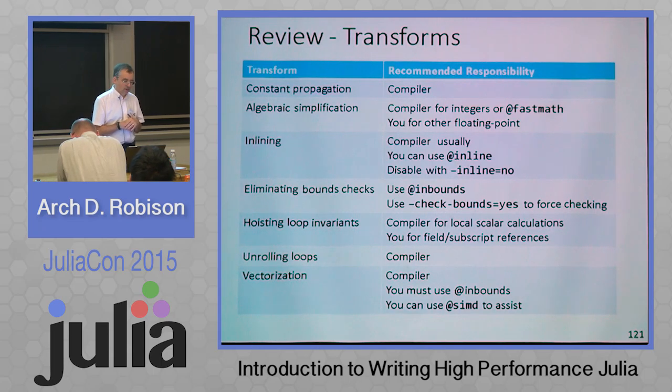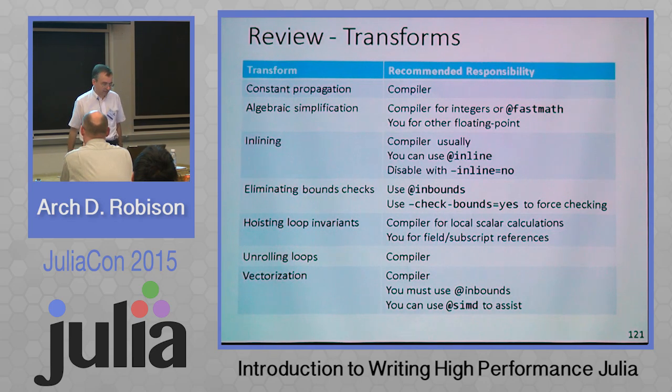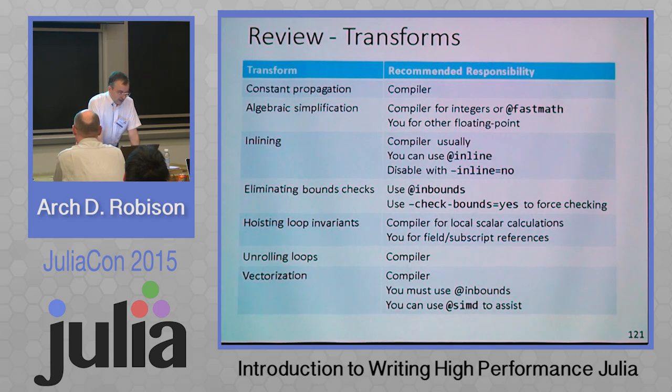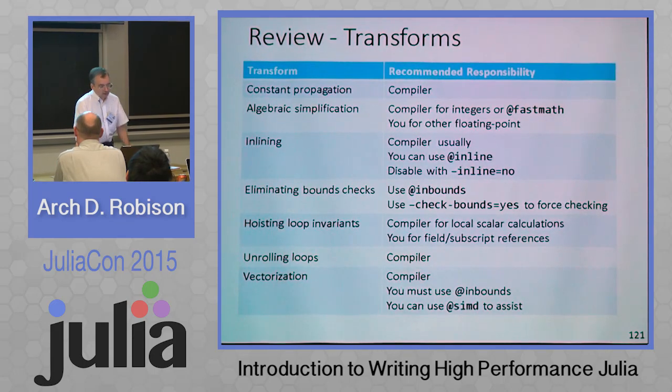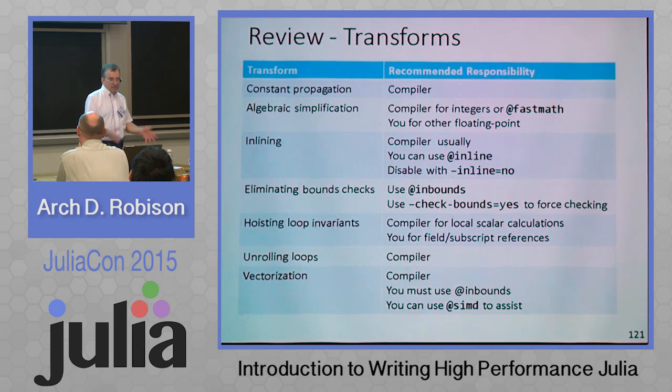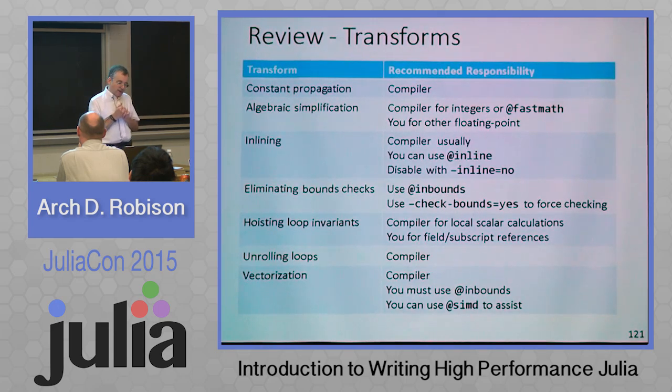On unrolling loops, I recommend strongly against doing it unless it's a very special situation. It's really worth asking whether it improves things, and whether it's worth obfuscating your code for a few percent speedup. In vectorization, now that's a big win, and the compiler does it, but you have to give it some nudges. You have to use @inbounds on the loop body or on the loop. Somehow you have to turn off the bounds checking within the loop, and you sometimes need to use @simd to assist.